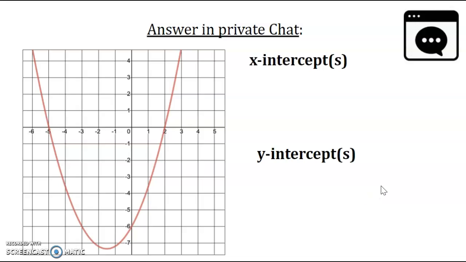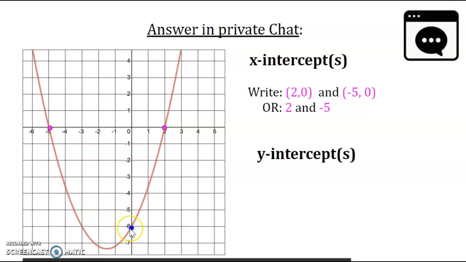Okay, so please pause the video and tell me in private chat, what do you think are the x-intercept for this graph? Okay, so it's that one and that one. So the coordinates are 2, 0 and -5, 0. Or you could write 2 and -5. Okay? Y-intercept, where does the red curved graph cross the y-axis? That's -6. So you can write -6 or 0, -6.